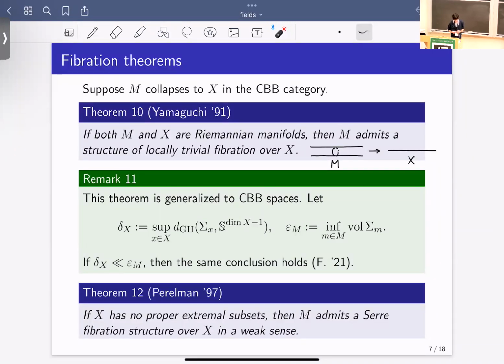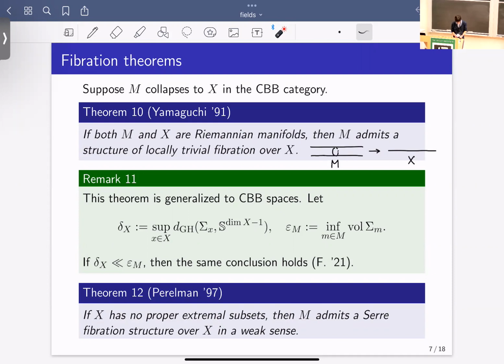So the connection between extremal subsets and collapsing was first observed by Perelman. He proved that if X has no proper extremal subsets, then M admits a Seifert fibration structure over X in a weak sense. I will not explain what this exactly means, but this is a sort of homotopy lifting property for simplicial complexes. In particular, there exists an exact sequence of homotopy groups of M, X, and a fiber. So there is still a weak fibration structure.